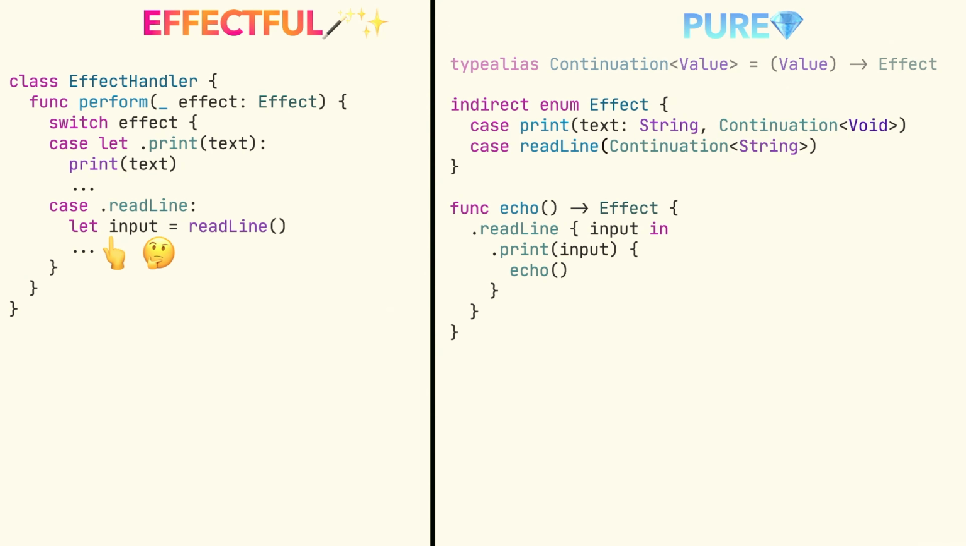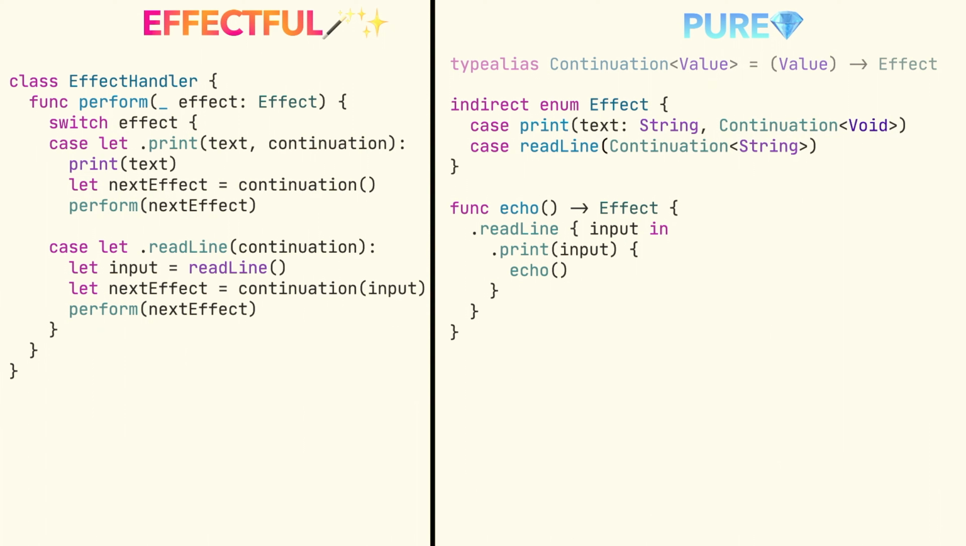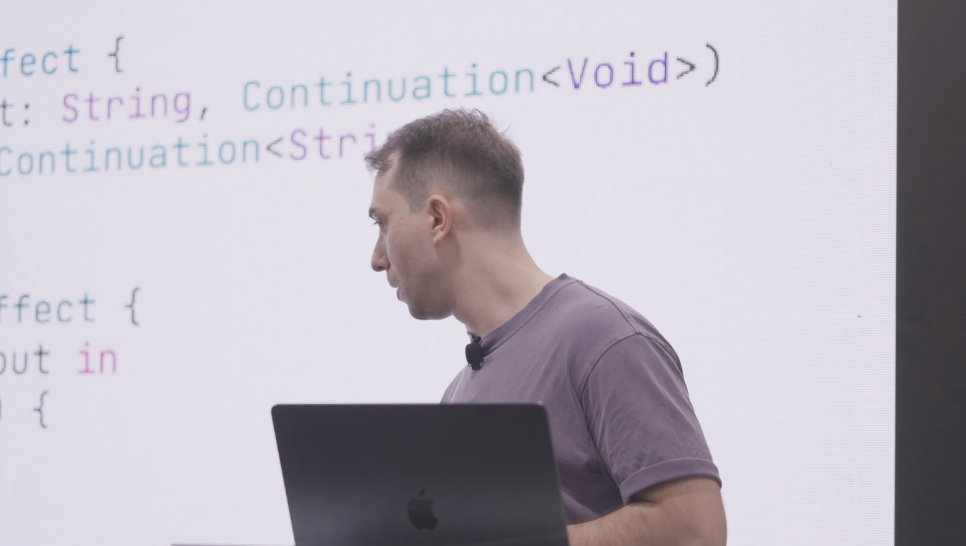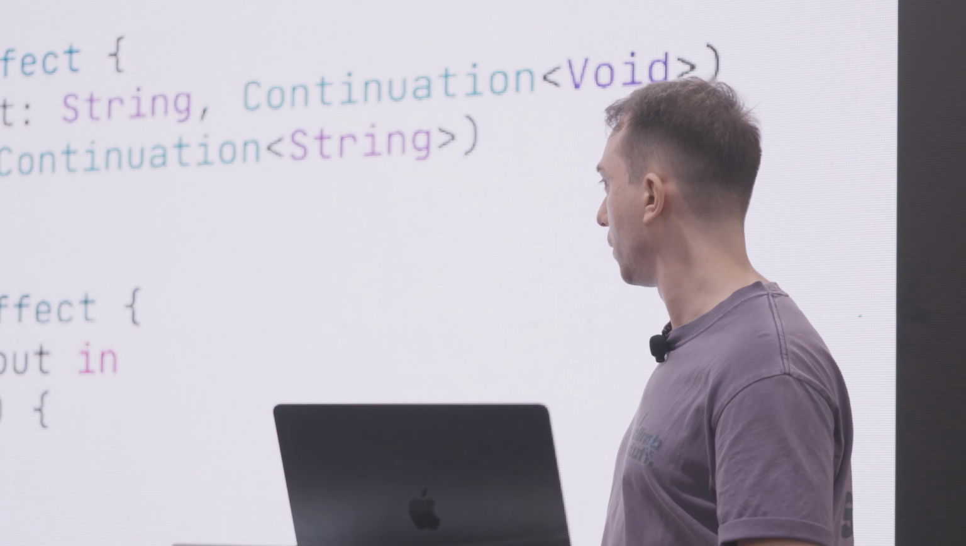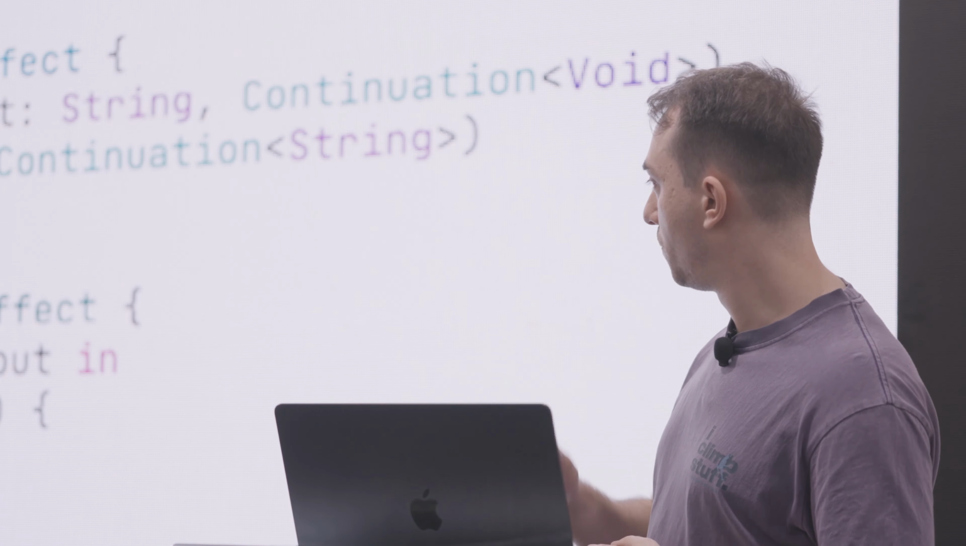Now, with that in place, we can perform our effect. For example, read line has a continuation. So we call the actual read line side effect. We wait for the user input. We get their input string. And we pass it to the continuation, which takes a string. And it, in turn, produces the next effect, which we recursively call. So what this means is when we have an echo program, it's a description of a program, and we feed it into the effect handler to be performed, it goes and actually performs these side effects in the actual console.